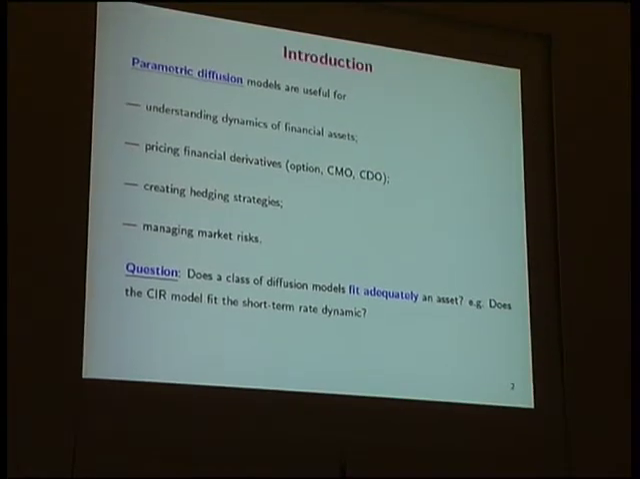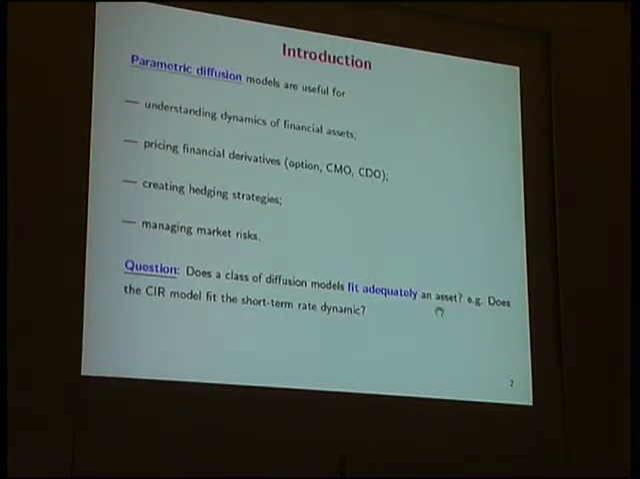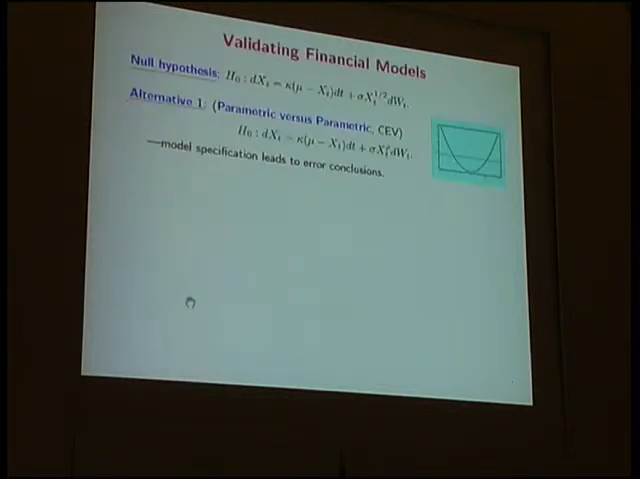Financial models fit adequately an asset. So, just to give a very simple example to prove the concept: does the CIR model fit the short-term interest rate? Well, most people here, of course, say it doesn't. It's fine, it doesn't, but can we show something that provides strong evidence it doesn't? And now if you enlarge your model, say to a stochastic volatility model, does it fit the interest rate model? So in this case, the null hypothesis is always very well defined.